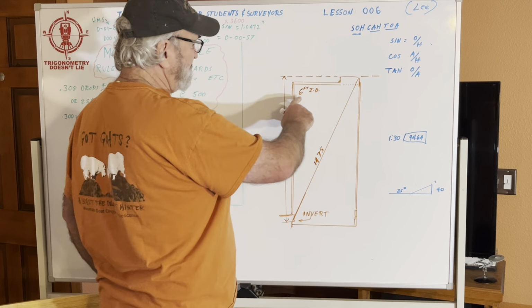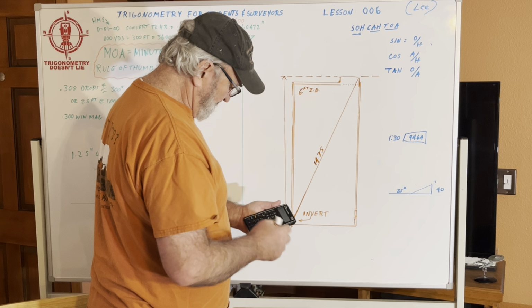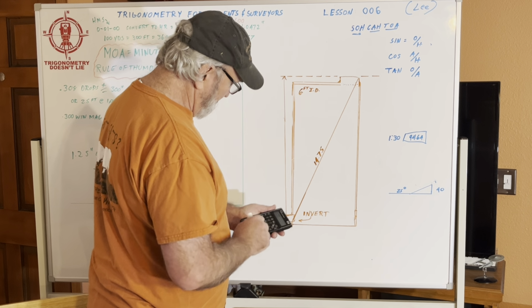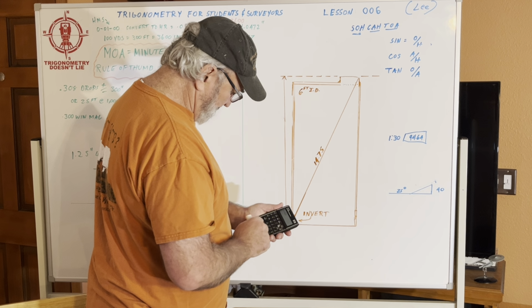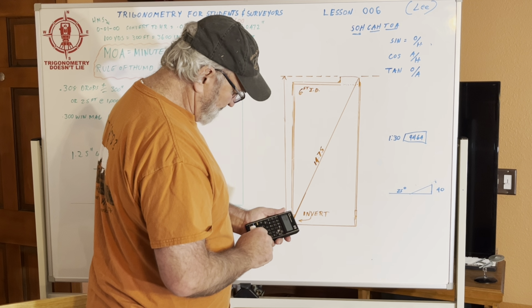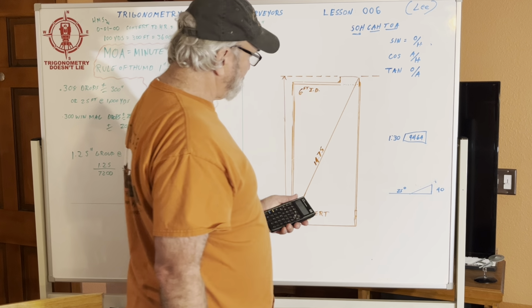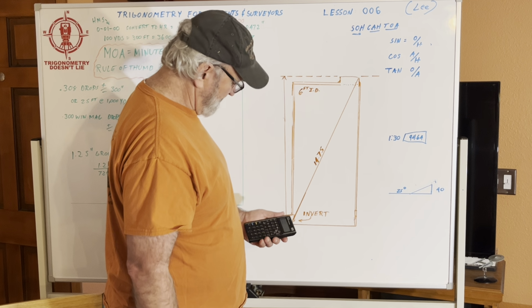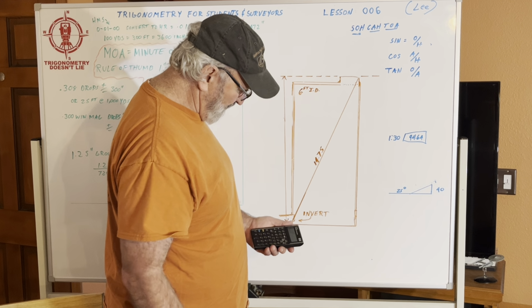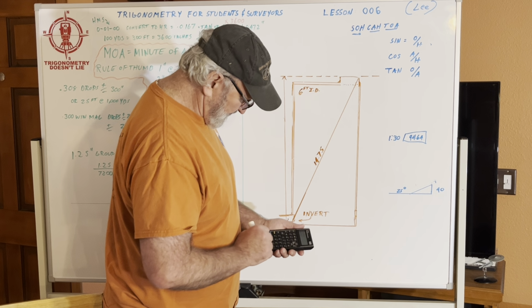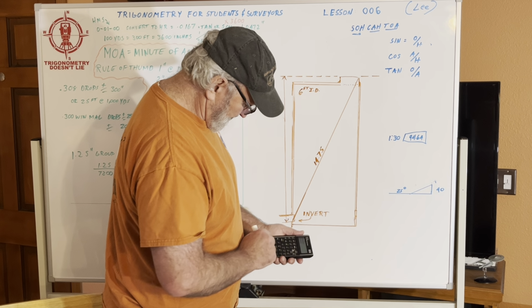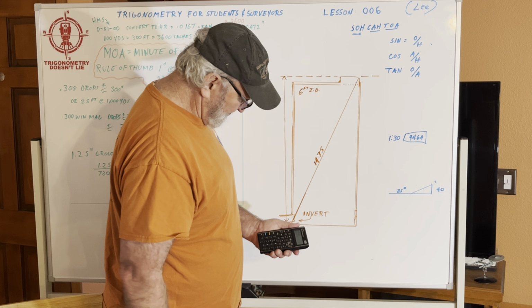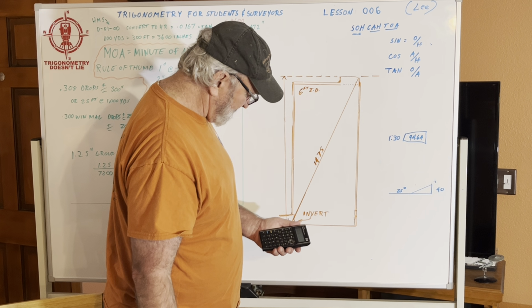The adjacent is 6 foot. So 6 divided by 14.75 is 0.4068. Now we want the arc cosine of that. Arc cosine is basically 66 degrees.